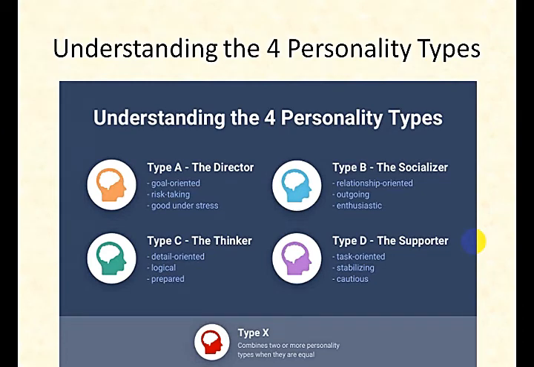Understanding the four personality types. Type A, the director: goal oriented, risk taking, good under stress. Type B, the socializer: relationship oriented, outgoing, enthusiastic. Type C: detail oriented, logical, prepared. Type D, the supporter: task oriented, stabilizing. Type X: a combination of two or more personality types when they are equal.